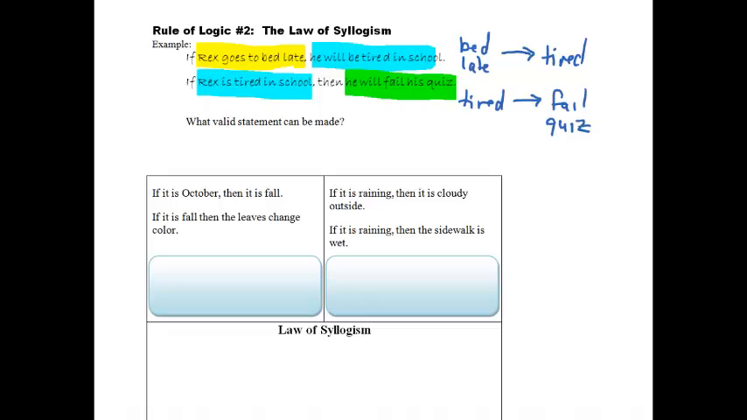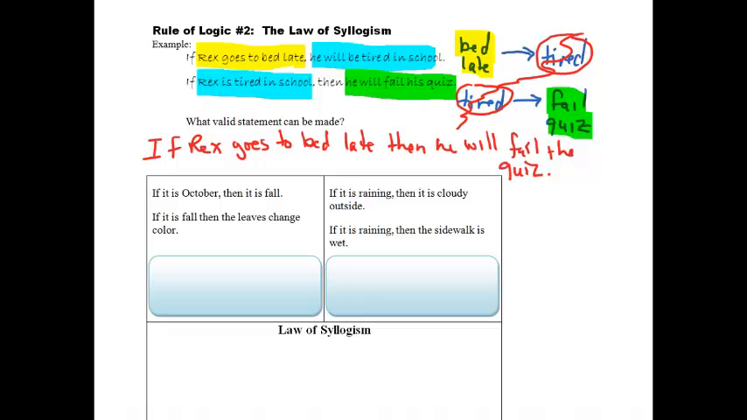So the link here, or the chain, is the fact that we have our conclusion of our first statement and our hypothesis of our second statement are the same thing. So this is sometimes called cut out the middleman rule. That means that we can just cross out all this stuff about being tired and we can make a new conditional statement. And that new conditional statement would be to say that if Rex goes to bed late, then he is going to fail his quiz.